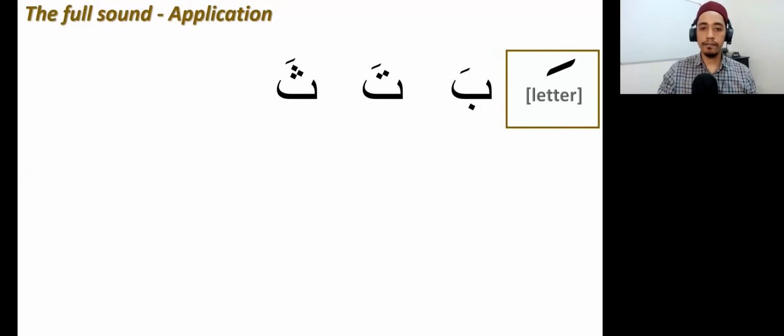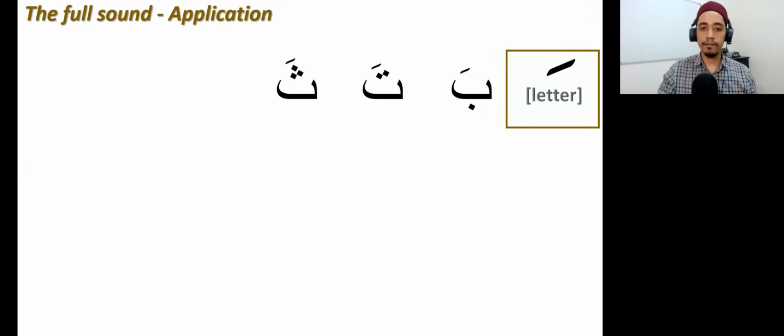The full sound is going to be very distinct and clear. You will not miss it, and you have to apply it. Ba, ta, tha, ja, ha, kha. You can see there, when the full letter has a fatha vowel, it becomes very apparent.